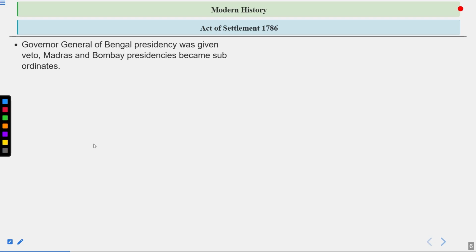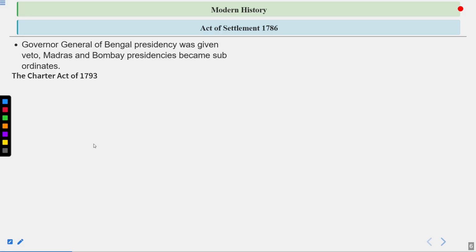So Warren Hastings was doing a lot of corruption, and there was a lot of bribery going on under his Governor Generalship. As soon as the British government got to know about that, they removed Warren Hastings. Remember, Warren Hastings was the only Governor General of Bengal who was impeached, or against whom the process of impeachment was introduced. So after that, some different types of settlements were also done. As we can see, the Governor General of Bengal Presidency was given veto, and Madras and Bombay presidencies became subordinates.